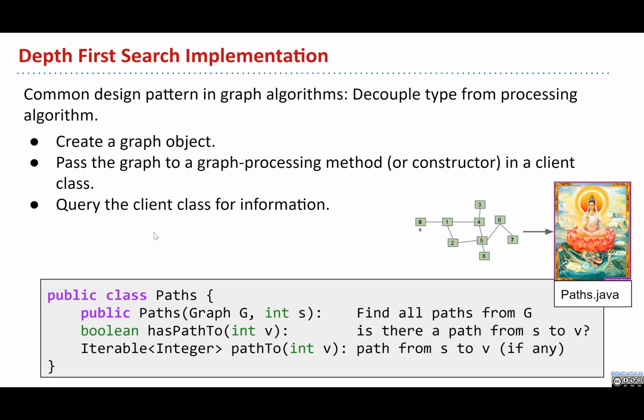And then they have classes like Paths that take a graph and a starting vertex and then think about the graph. Here's Paths.java. You pass this graph to this Bodhisattva here. She reflects on the graph, learns all of its truths. And then you can ask her questions. Is there a path to V? What is the path to V?